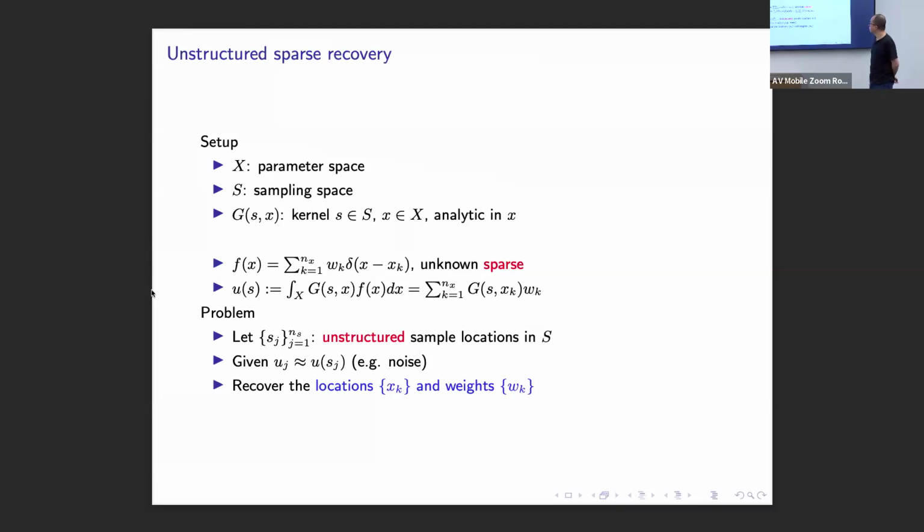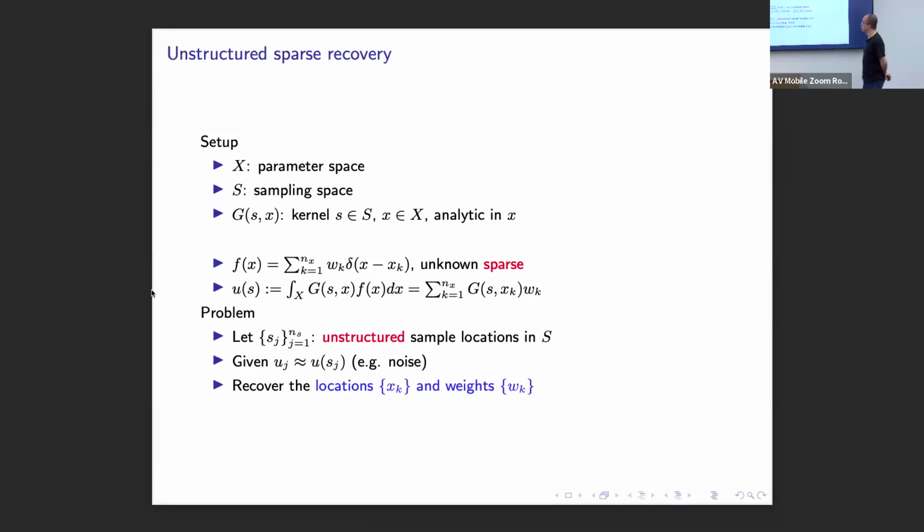The main player in this talk is going to be this unknown signal f(x), which is the sum of a bunch of deltas. These deltas are centered at locations x_k with weights w_k. We don't know the locations x_k and we don't know the weights w_k. But we do know that it's only a small number of spikes, so it's a sparse signal. Sometimes you know how many spikes you have, and sometimes you don't, and we need to figure out the number of spikes.